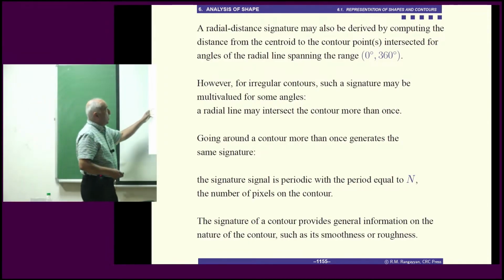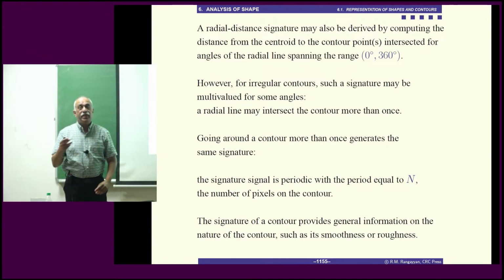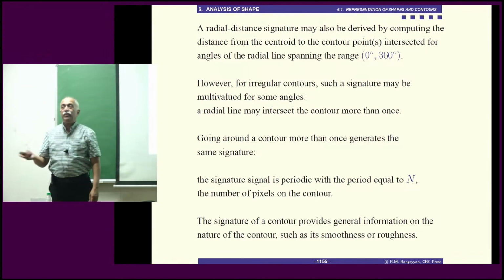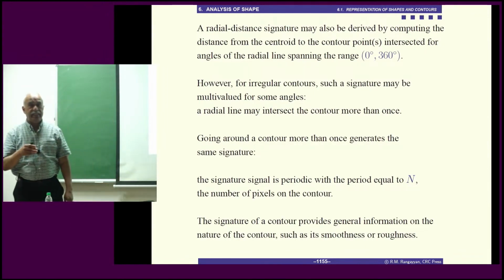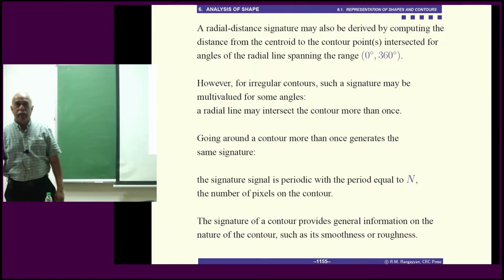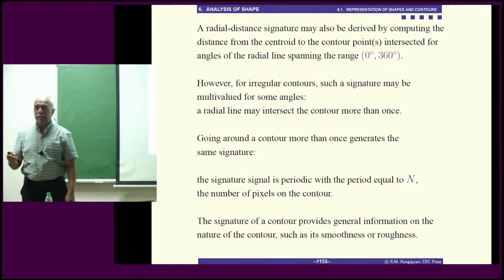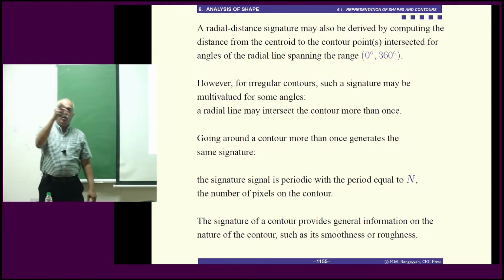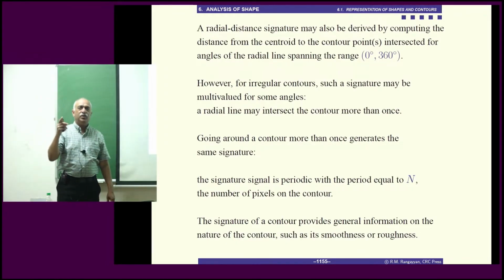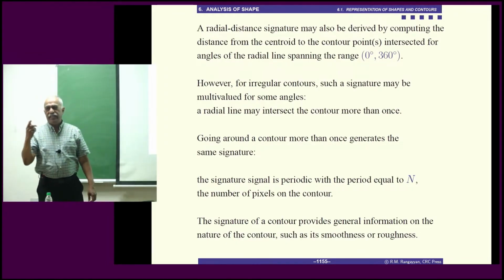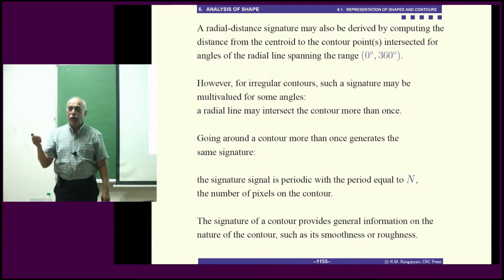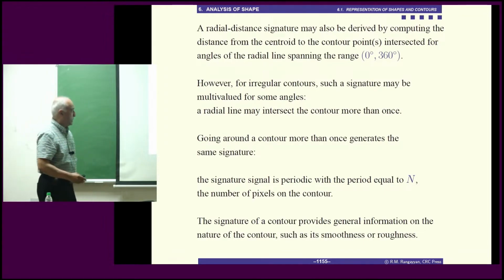So going around the contour more than once generates the same signature, so it is periodic, which means you can use Fourier series instead of the Fourier transform, and there is a notion of harmonics. Going once around the circle is one cycle. If you go again, it's the same thing. But then if you break that signal into components using the Fourier series, you have other harmonics of that fundamental frequency.